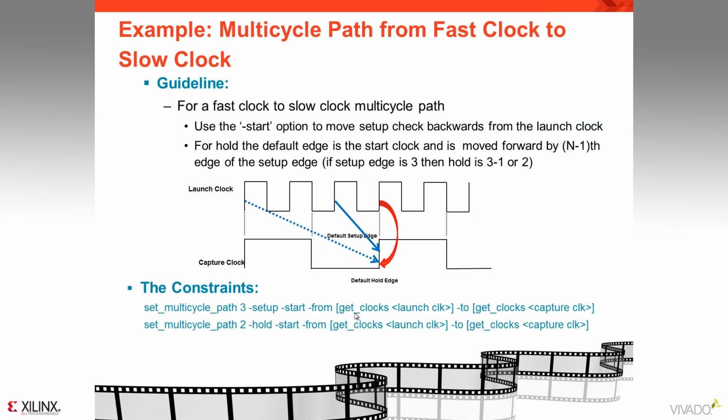The guideline for specifying MCP for a transfer from a fast clock to a slow clock is to use the -start option for both setup and hold. In this case, use N and N-1 from the launch clock with the -start option for both setup and hold.